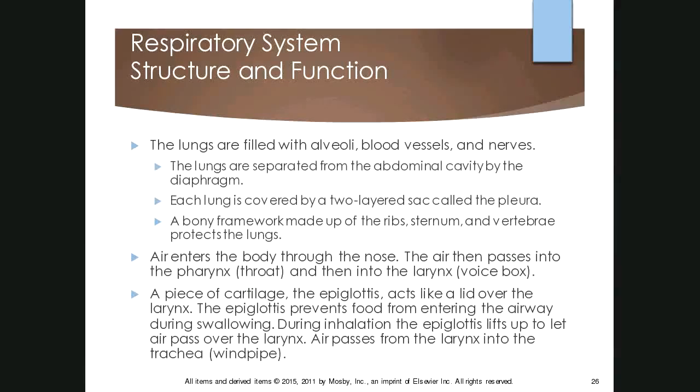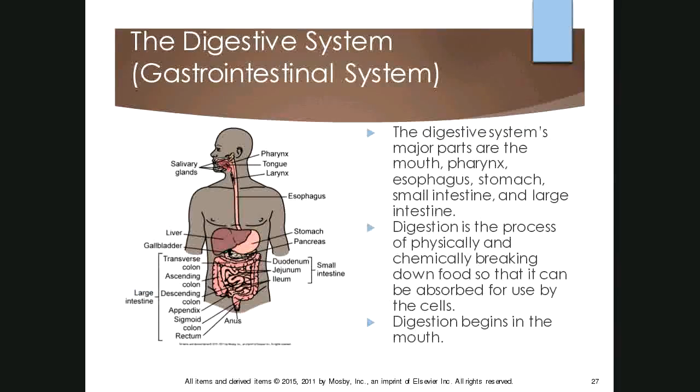And the air enters into the body through the nose, then passes into the pharynx, and then into the larynx. And then a piece of cartilage called the epiglottis acts like a lid over the larynx. So when we breathe in, the epiglottis is open and we take the air into the lungs. When we swallow, that triggers the epiglottis to cover the windpipe, basically, and then allows us to swallow, and then the food goes into the esophagus, which goes to the stomach. And that's where our choking starts. So when we get something stuck there.